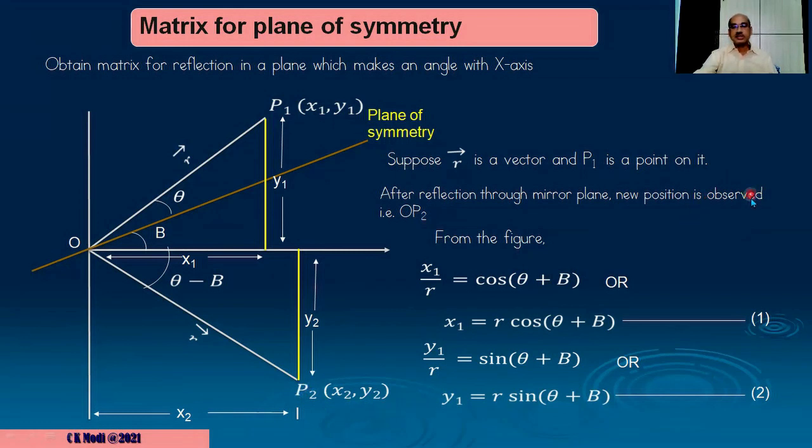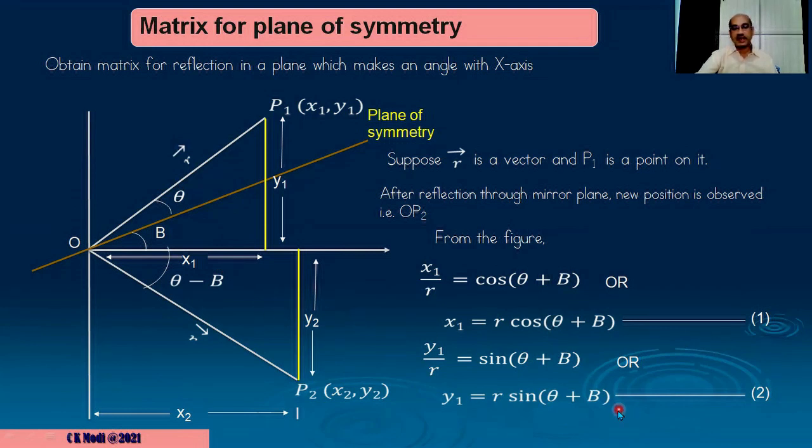Now same way, using the simple trigonometry relations, what is the value of x1 upon r? So x1 upon r is cos(theta plus b). Therefore x1 is equal to r cos(theta plus b). Same way, what is the value of y1 upon r? So y1 upon r is equal to sin(theta plus b). So therefore y1 is equal to r sin(theta plus b). This is the first triangle and this is the second triangle.